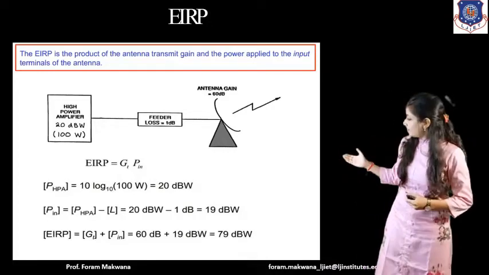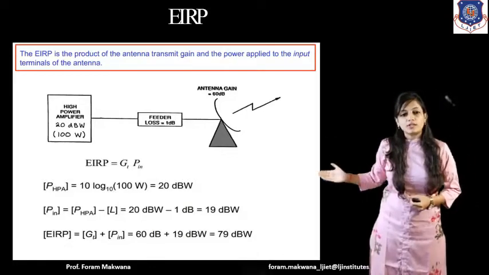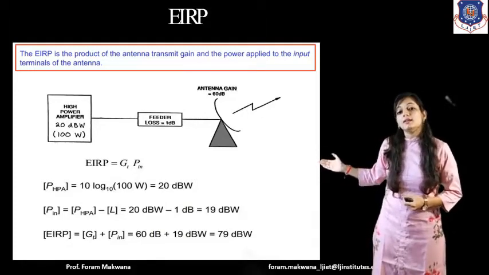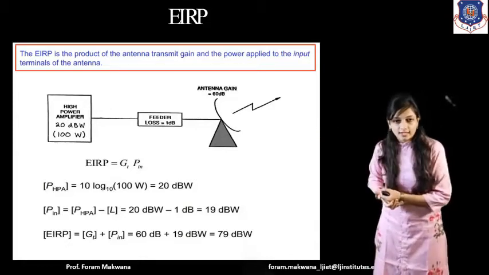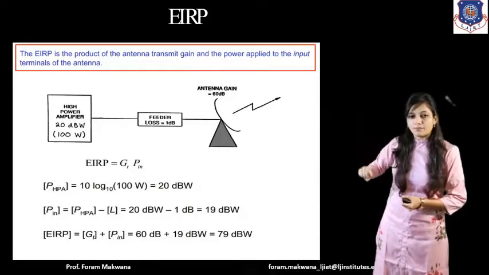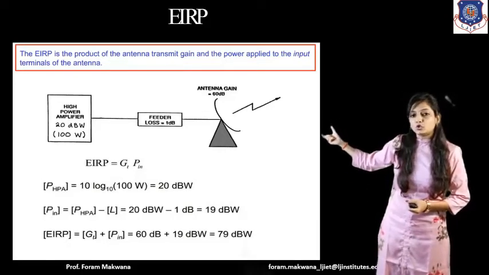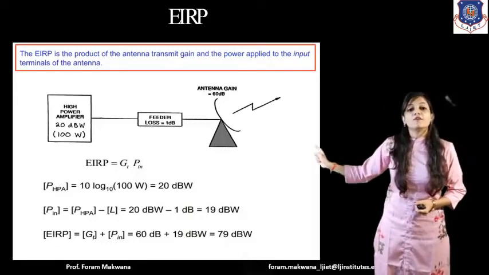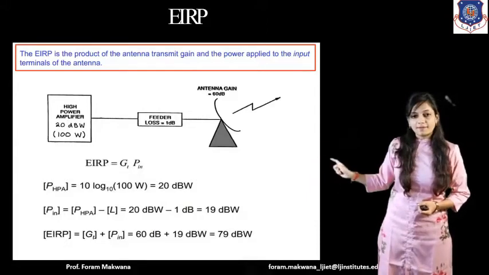We know that EIRP is the product of GT and PE. What is GT? GT means the gain of the transmitting antenna, and what is PE? PE means the actual input power which is applied to the input of the antenna. We can't consider the input power of the high power amplifier here, because there is some loss due to the feeder cable, which is 1 dB, right?